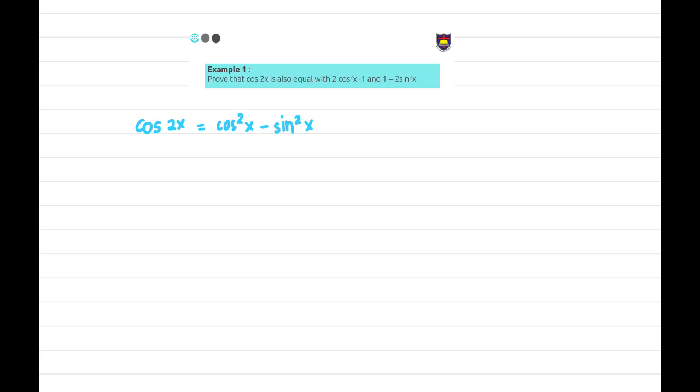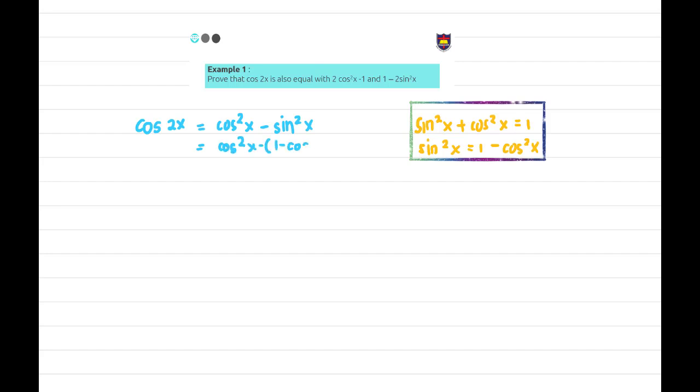Next, we also will recall the formula of identity that we have here. We have sine square x plus cos square x equals 1, so that we can change sine square become 1 minus cos square x. Now, we will substitute sine square like this, and we just need to collect the cos square together. Cos square plus cos square become 2 cos square x, and we have minus 1.